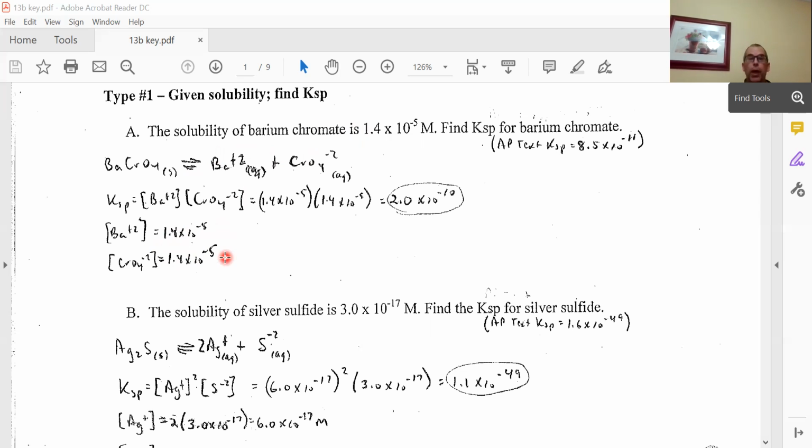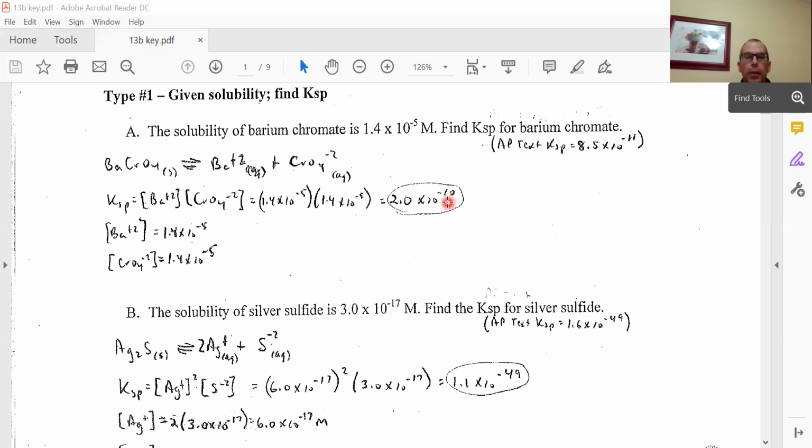So what am I going to do? I'm just going to substitute these numbers in for the concentration of barium +2 and CrO4 -2. So 1.4 times 10 to the negative fifth times 1.4 times 10 to the negative fifth, I get 2.0 times 10 to the negative 10. And you're right, if you would have just squared that solubility in this case, you would have gotten the same answer. So that would be the KSP value.